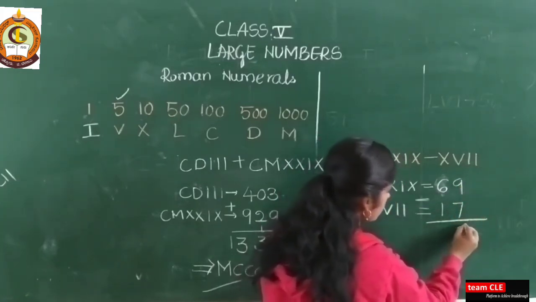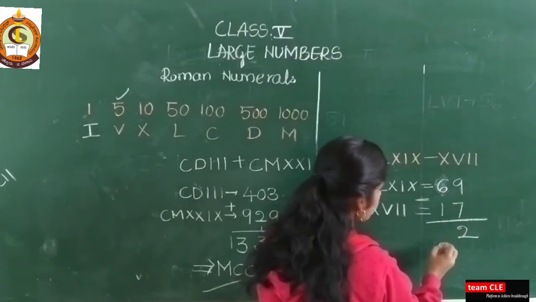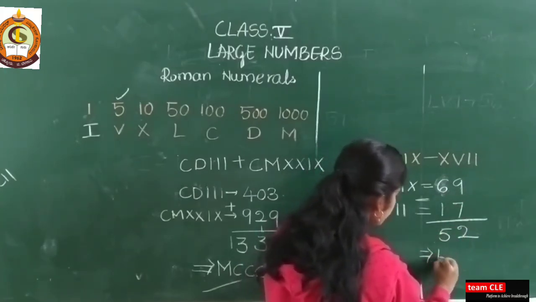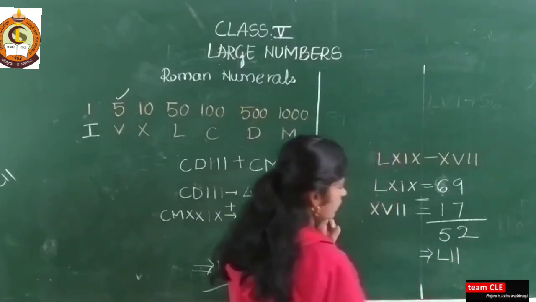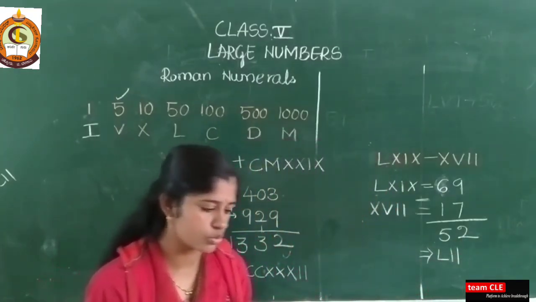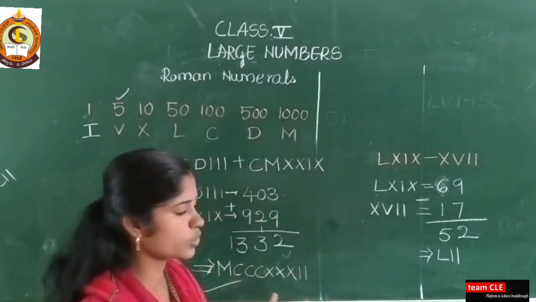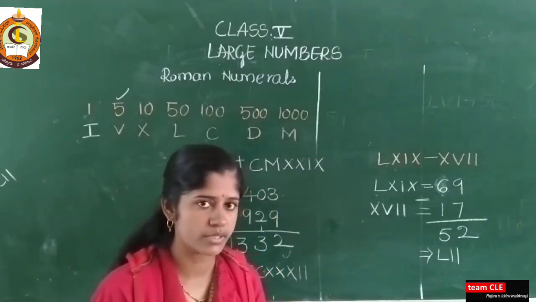9 minus 7 is 2. 6 minus 1 is 5. So how to write this? 50 means L, 2 means II. So here this type you have to solve the example. So here 6 examples are there. Among them I have solved 2 and the remaining you do as homework.